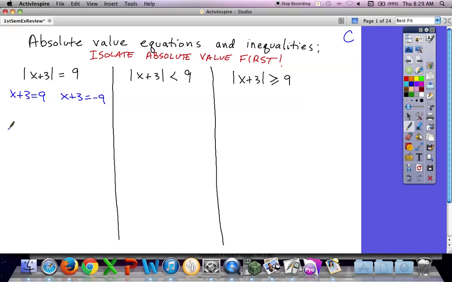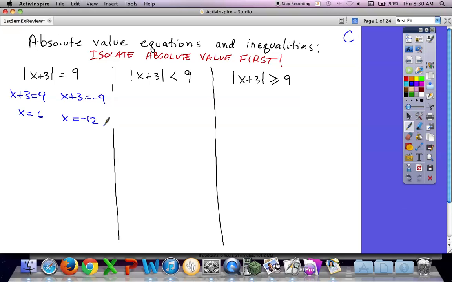Because if it does, what happens when you apply the absolute value? Changes it to a positive, and so it's equal. So you solve 2 equations. Here's one, x equals 6, and this one, x equals negative 12. Right. Now, for an absolute value less than, what you do is you make a 3-part inequality.